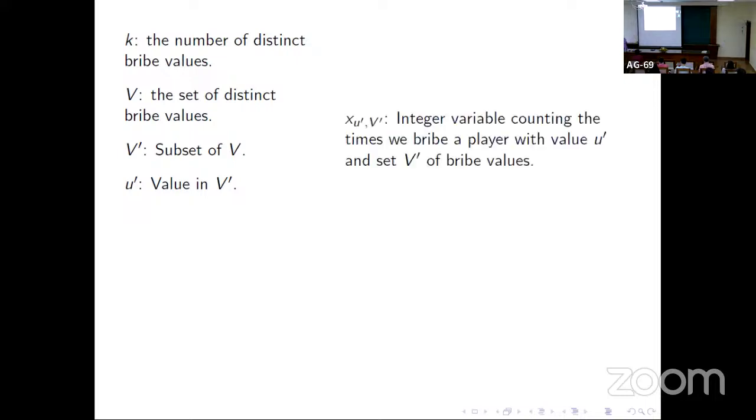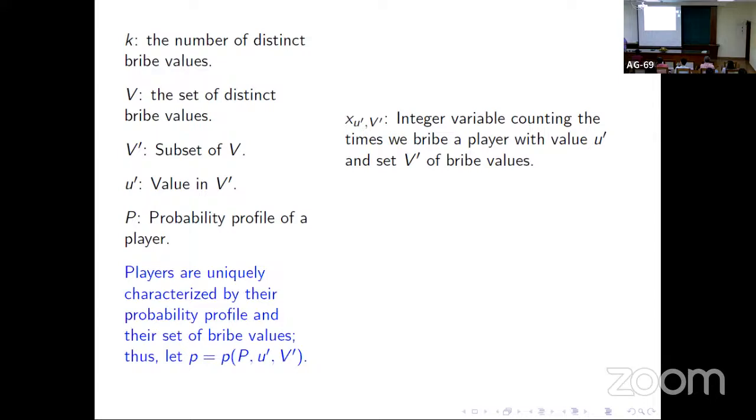So for this pair, for every value U prime in a given set V prime, we introduce an integer variable which says how many times we use this value U prime to bribe a player whose acceptable bribe values were this set V prime. And P denotes the probability profile of a player. Note that players are uniquely characterized by their probability profile and their set of bribe values.